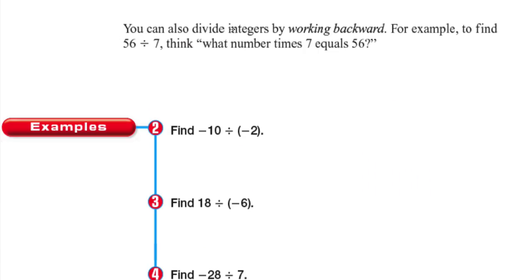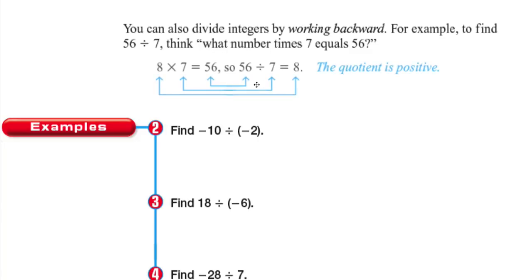Okay, so you can also divide integers by working backward. For example, to find 56 divided by 7, what number times 7 equals 56? We know that 8 times 7 equals 56, so 56 divided by 7 is equal to 8. In this case, the quotient is positive. We look at it as a multiplication problem: 8 times 7 is equal to 56, so 56 divided by 7 will be equal to 8.